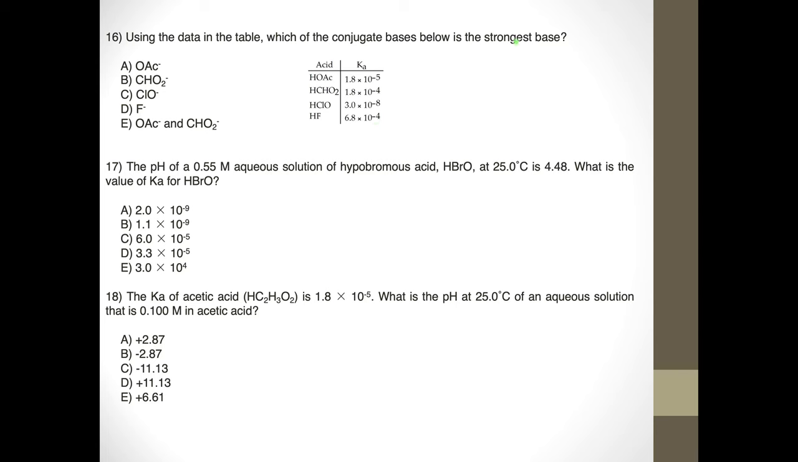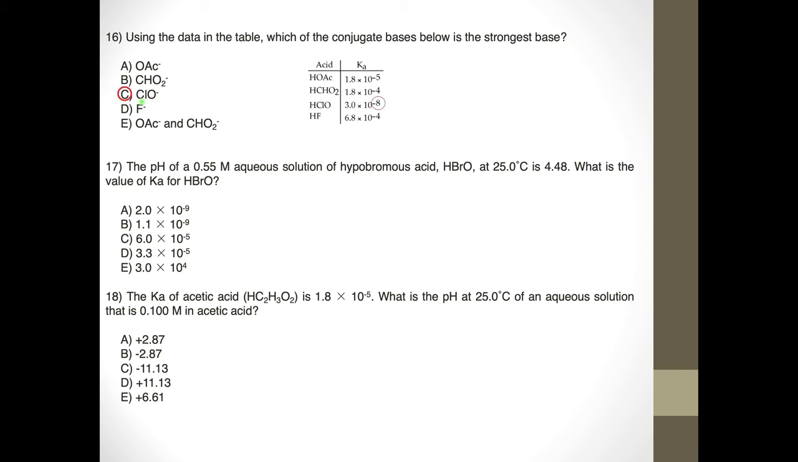So if we're looking for a strong base, we must look here for which one is the weakest acid. Once again, we look at the Ka's. The one that has the lowest Ka is going to be the weakest acid, which will produce the strongest base. Here 10 to the minus 8 is basically the smallest Ka, so hypochlorous acid is the weakest acid. Its conjugate base, hypochlorite, is going to be the strongest base of this list.